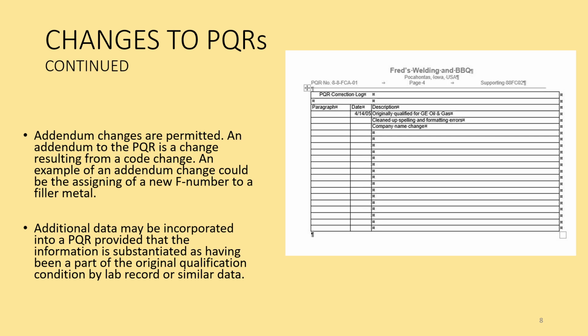Additional data may be incorporated into the PQR provided that information is substantiated as having been part of the original qualification condition by lab record or similar data. So if there was something that was left out on the original qualification and then you found it in a lab report or whatever and you can prove it, then you could add that in. But other than that, you really don't do changes to PQRs.